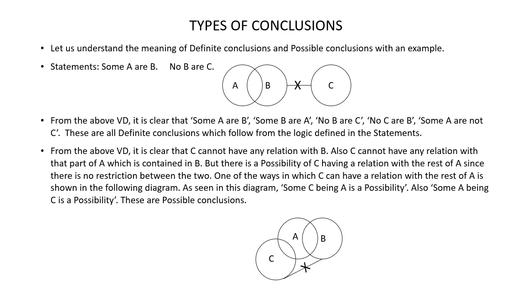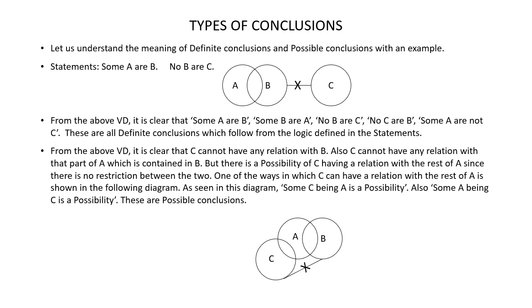Look at this statement, no B are C. This statement means that no element of B can have a relation with C. So draw circle C and then draw a line with a cross between circle B and circle C to indicate that no B can have a relation with C. That is, no B are C. Now this is the basic Venn diagram for the given statements.